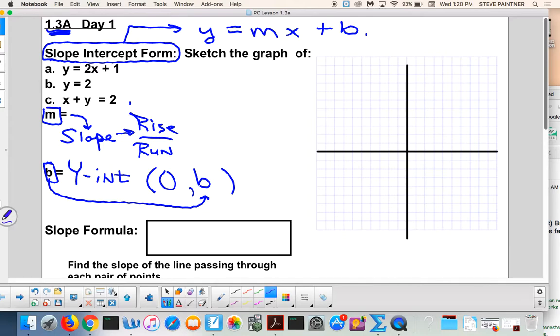So here's what I have, A, B, C. Would you please sketch the graph of A, B, C? I think the first one should be fairly easy. The next two, I don't know what you remember. So go ahead, take about a minute or two and see if you can get A, B, C on paper.